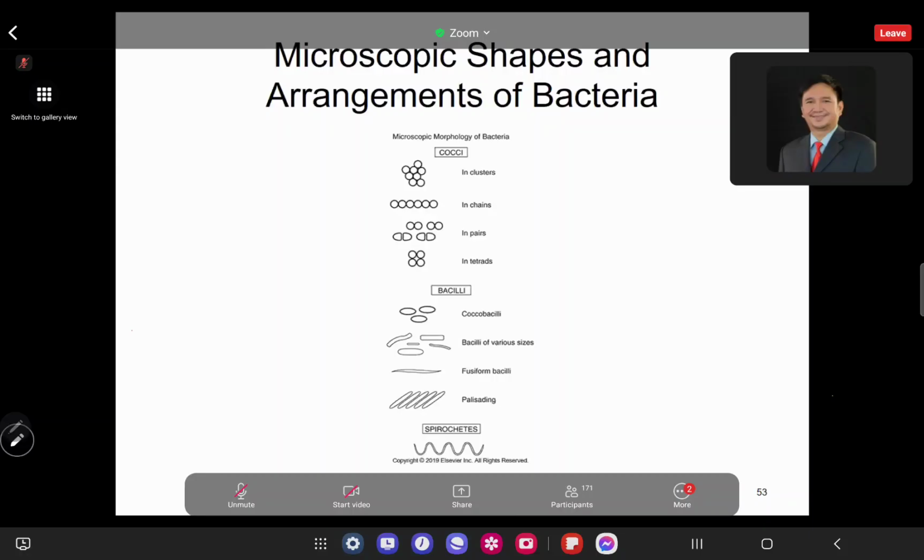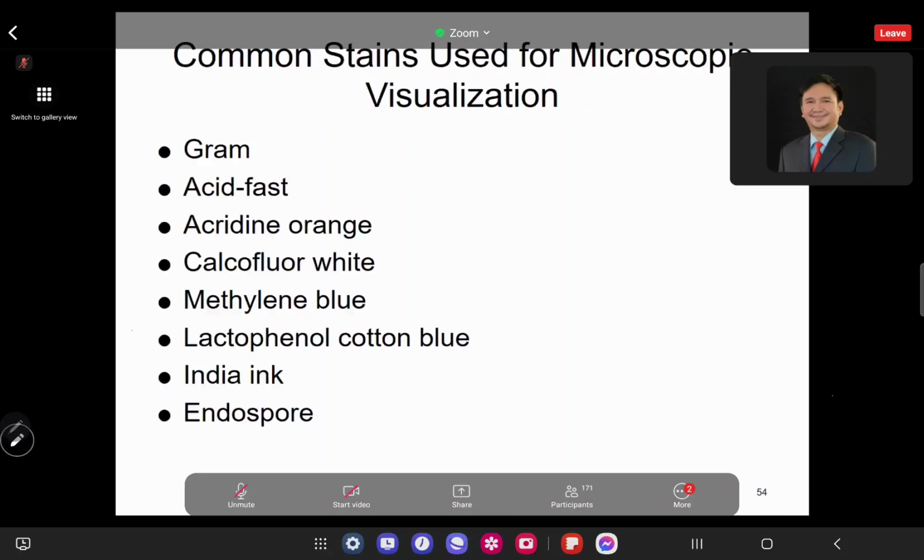An example is Corynebacterium diphtheriae, the causative agent of diphtheria. We have spiral or helical shapes, such as Treponema, the causative agent of syphilis, and also Leptospira interrogans, the causative agent of leptospirosis. Now, these are the common stains used for microscopic visualization of bacteria and other microorganisms.